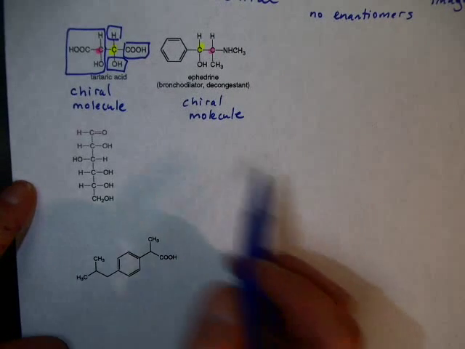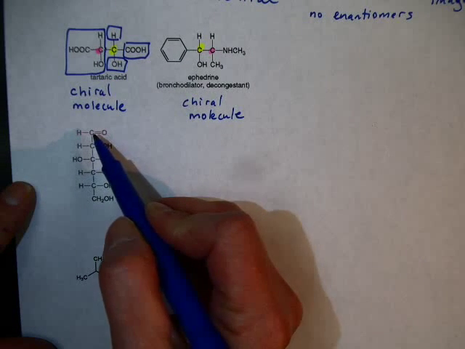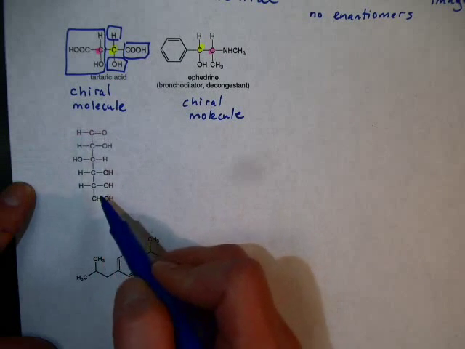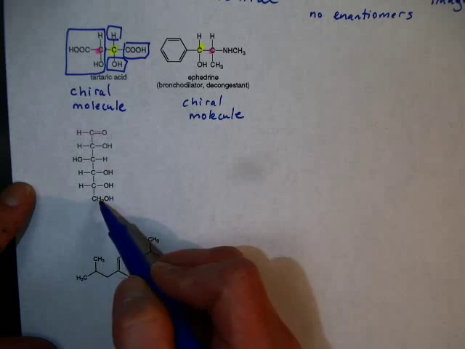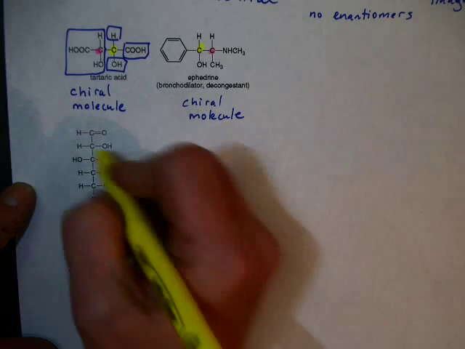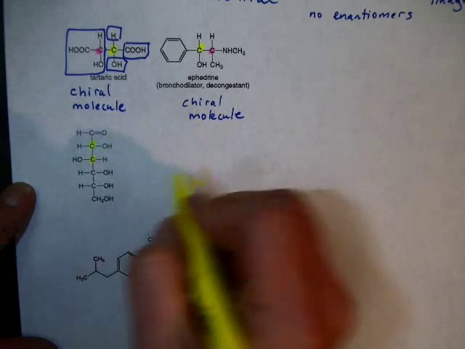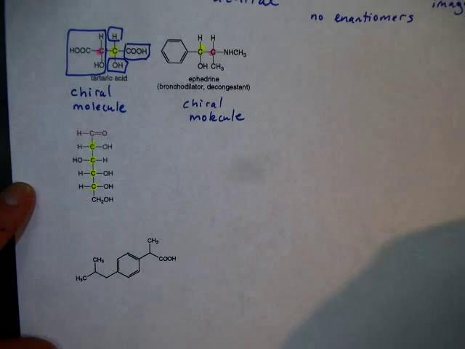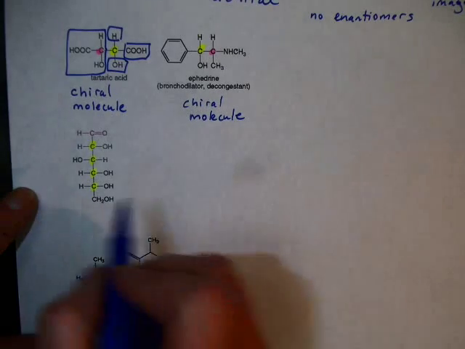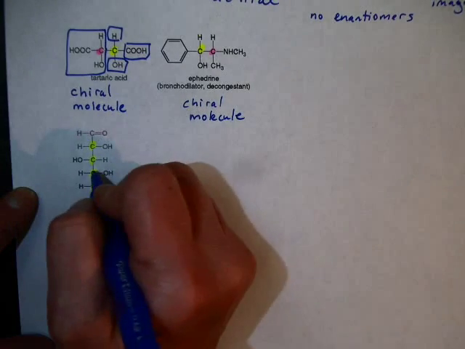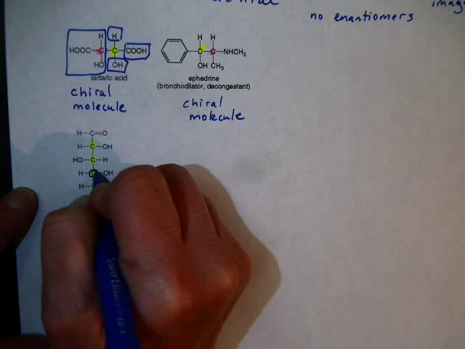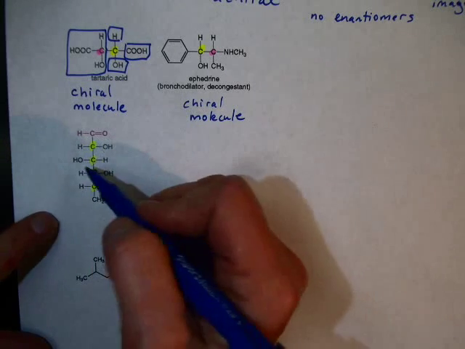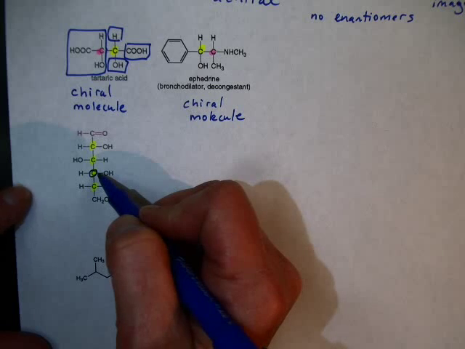Here's glucose. Again, the top carbon is not chiral because of the double bond. The bottom carbon is not chiral because of 2 H's. But now that you've been getting some practice, convince yourself that all 4 of those yellow highlighted carbons are chiral. Again, the way you do it, let's say we're going to look at this one right here. All 4 of these are chiral. I'll show you how you can tell using this as an example.